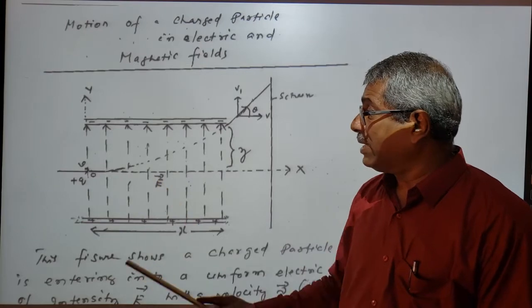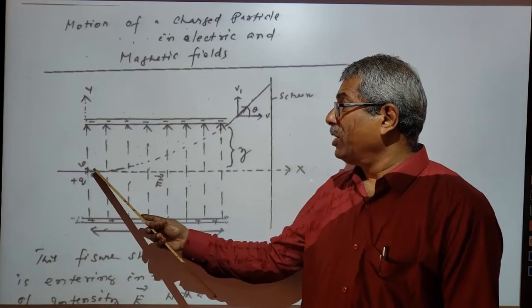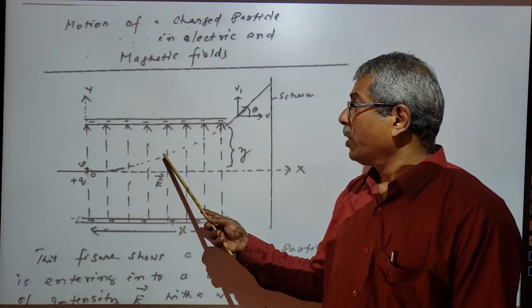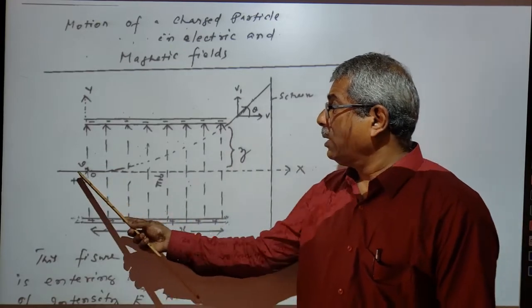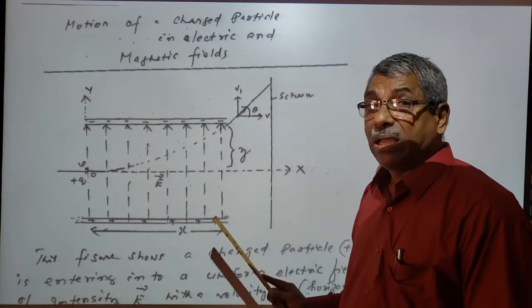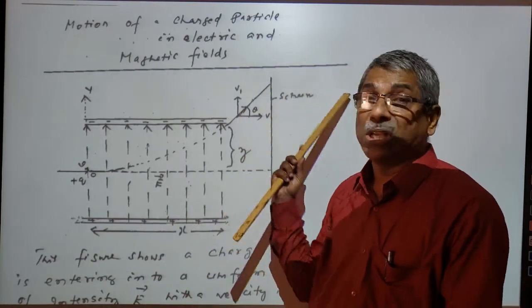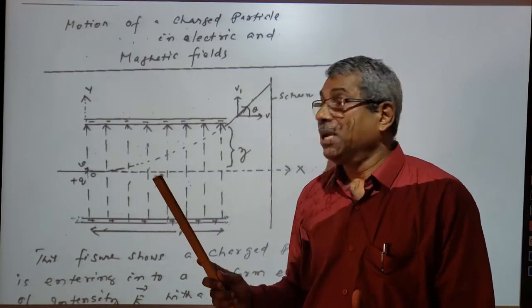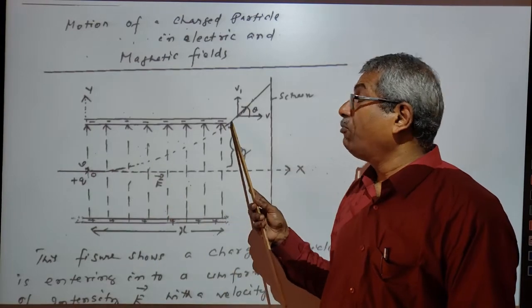This figure shows that. The particle is entering into the electric field, moves along a curved path, covers a horizontal distance x in a time t seconds and goes out. But what is the shape of the path it followed?